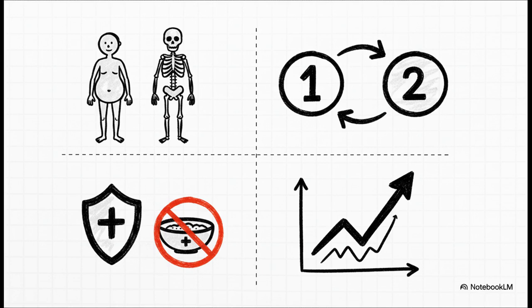1. PEM has 2 very different forms. Kwashiorkor, which you'll remember by the swelling, and marasmus, which is all about severe wasting. 2. Treatment is a careful, deliberate 2-step process. 3. Phase 1 is all about stabilizing the patient, not just feeding them. And 4. Phase 2 is when you hit the accelerator and focus on rapid catch-up growth.